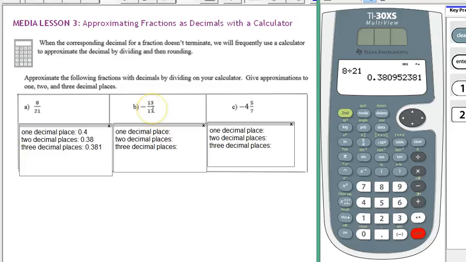So we have -13/17. So we could think of the negative sign as belonging to either the 13 or the 17 when we divide. So I'm going to just start with a -13 and then divide by 17. Now let's round to 1, 2, and 3 decimal places. So 1 decimal place, the hundredths is greater than 5, so this is -0.8.